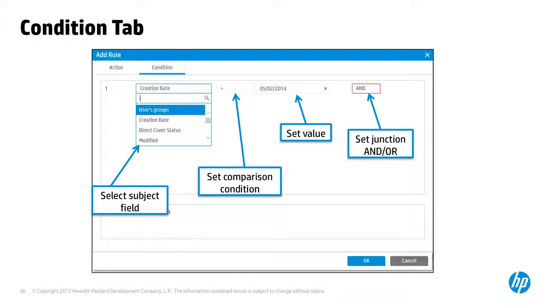You would then supply a comparison condition, whether it be greater than, less than, equal to, and so on. And you can have multiple conditions with and or operations to join the two together. So this interface allows you to granularly define what conditions will make each of the actions execute and fire.